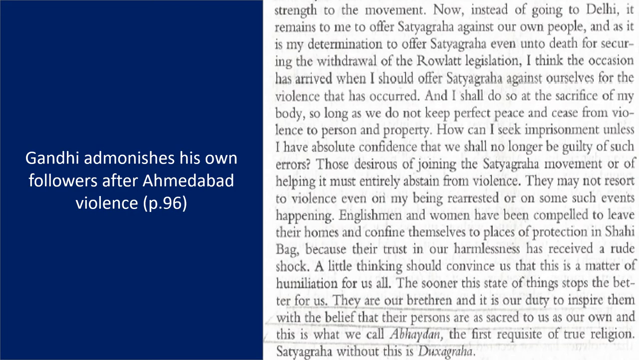So after a massacre of the Indian people in Amritsar in 1919, Gandhi gives this speech the following day in Ahmedabad, and effectively he's admonishing his own supporters for their recourse to violence after this act, and it's quite striking here that Gandhi's aware of the danger of his own supporters resorting to violence.